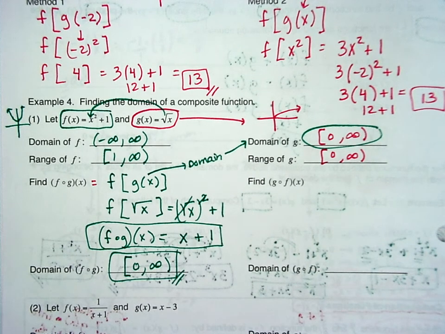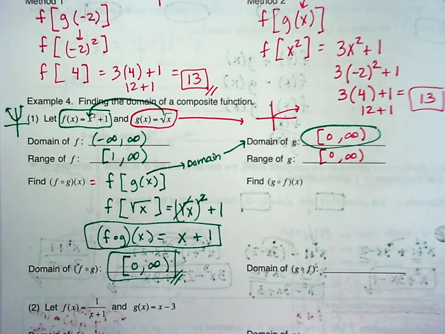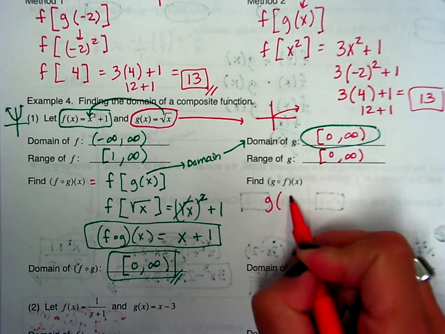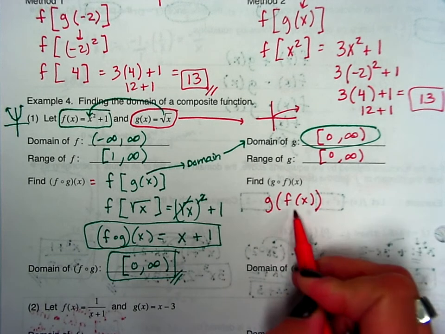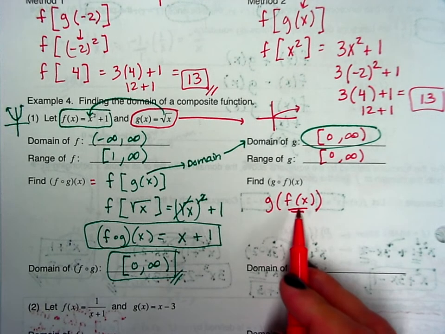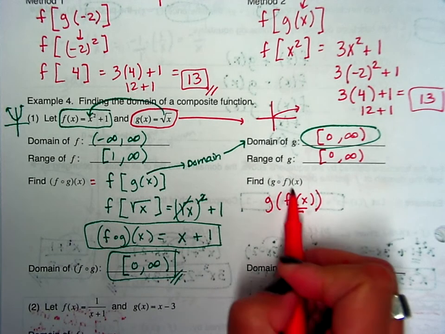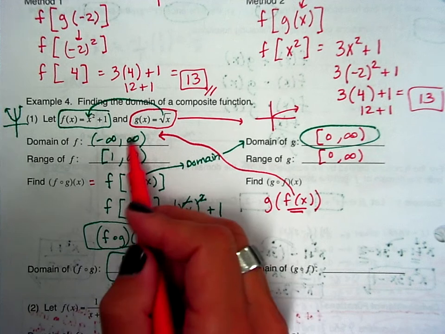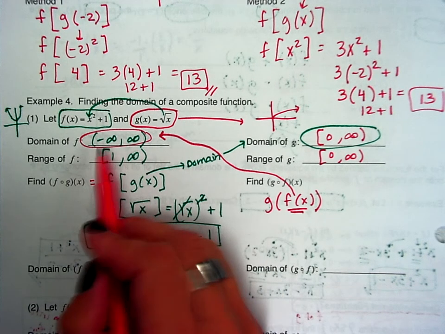Okay, let's go the other way around. G of f. Okay, well, what was the domain of f? You're always looking at the domain of the one on the inside. We'll go back up here. My domain of f is all reals. So I can start with all reals, okay?